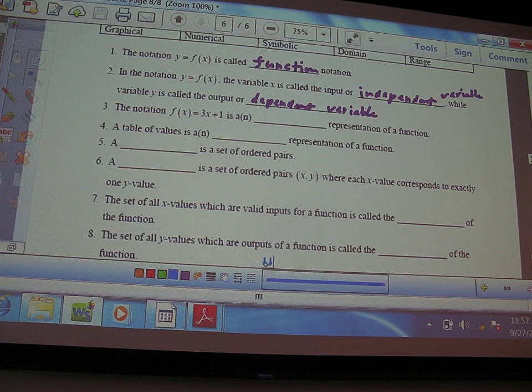Right, the notation f of x equals 3x plus 1 is a, well, what do you guys think? It's not a relation. It's a function. Okay, so it's not dependent, independent. It's not verbal. Definitely not verbal. We didn't say anything. Graphical. It's not a graph. Numerical. Well, it's not numbers because you've got that little x in there. It's not domain and range. So that leaves me with what? Symbolic.